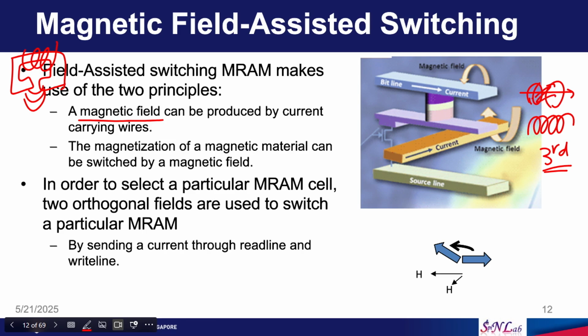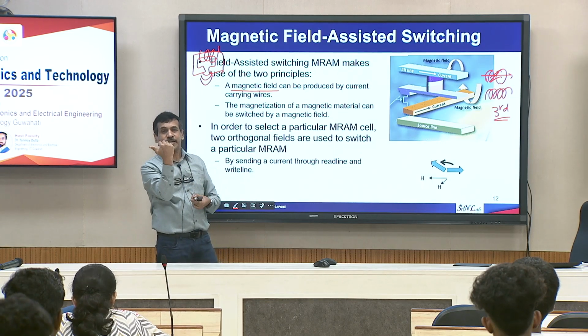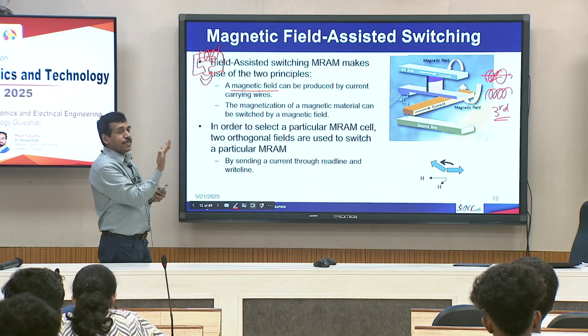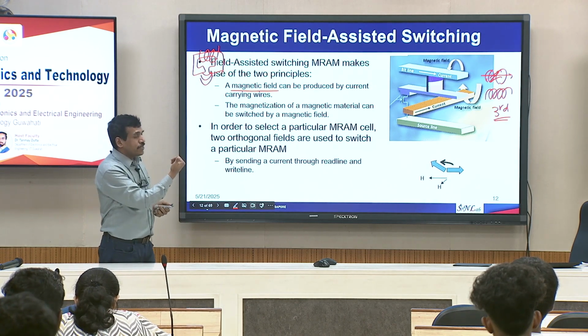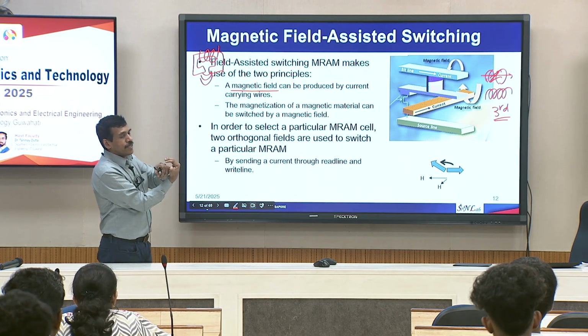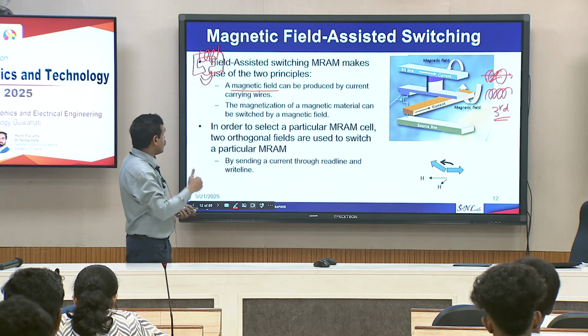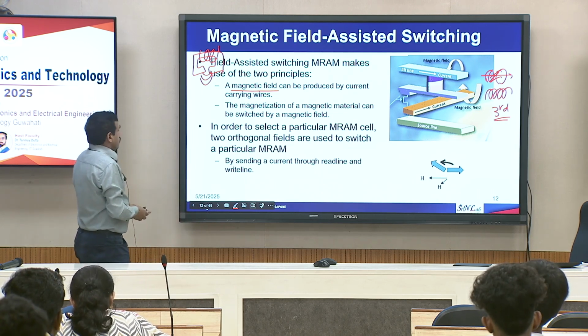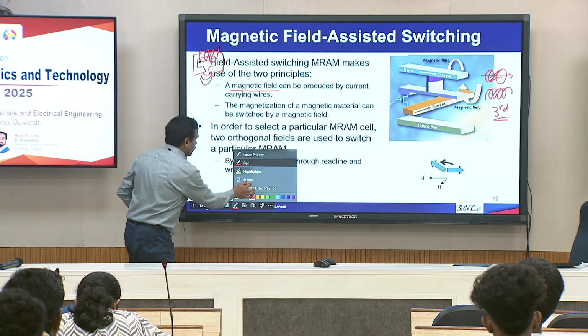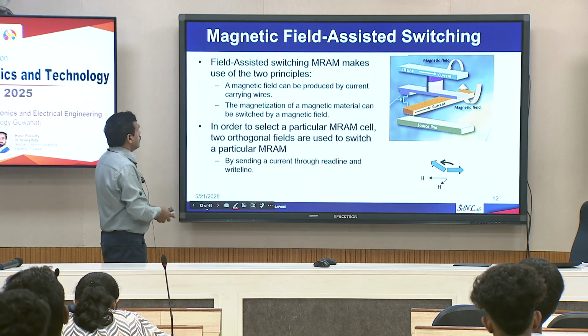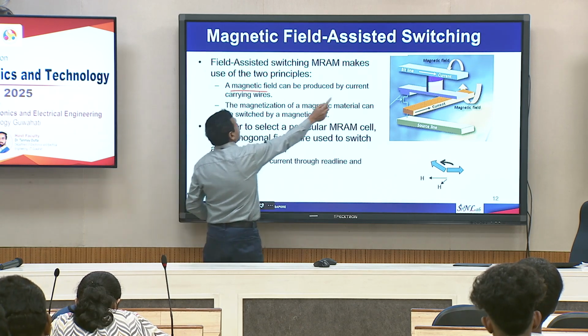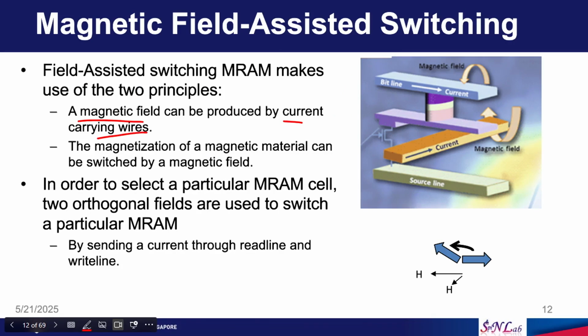You have a wire, you send current through the wire, then you produce a magnetic field. I told you that you can use your right hand to determine the direction. If this is the direction of your current, the magnetic field follows the direction of your other 4 fingers. So, in this MRAM, a magnetic field is produced by current carrying wires, and we are using this magnetic field to switch the magnetization.